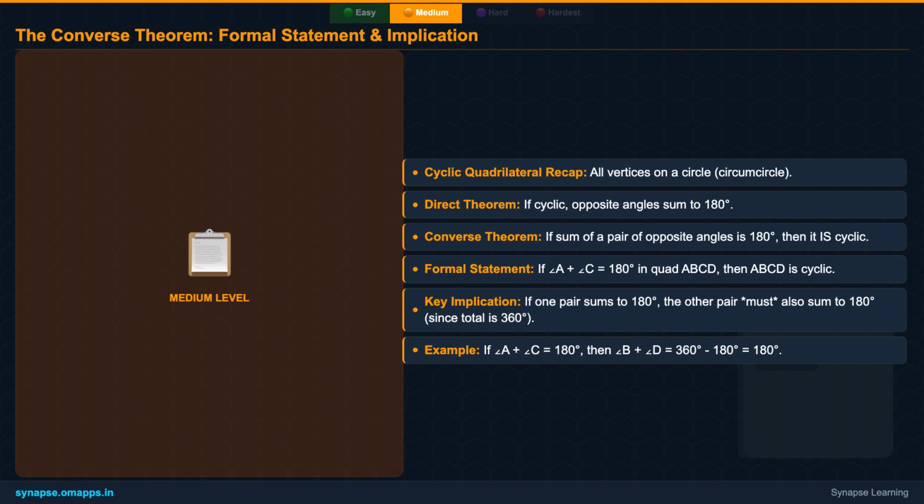The formal theorem states, if the sum of a pair of opposite angles of a quadrilateral is 180 degrees, then the quadrilateral is cyclic. An important implication here is that if just one pair sums to 180 degrees, the other pair automatically will too, because the total sum of angles in any quadrilateral is 360 degrees.